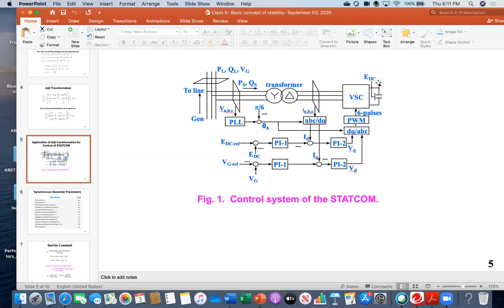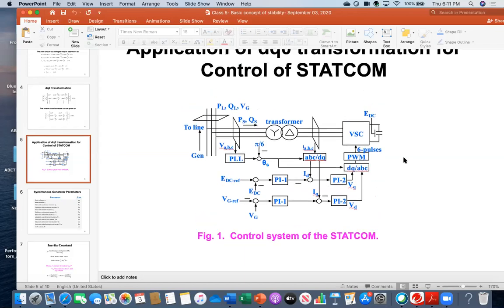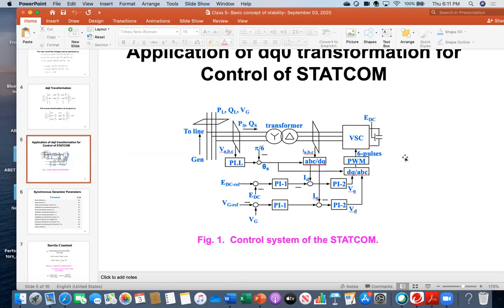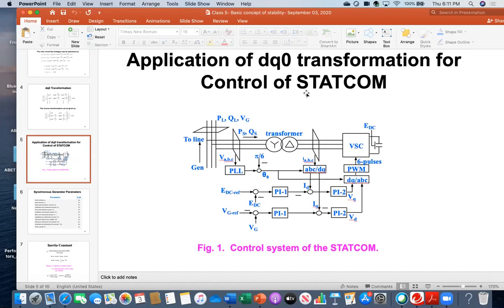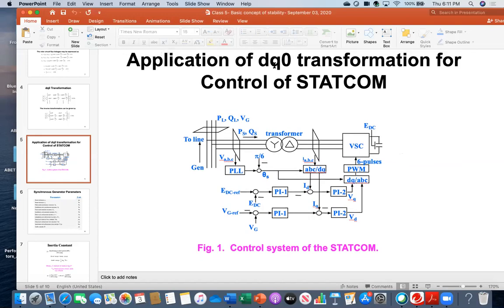That's why I said, you may not need to understand this thing. Just see the application of DQ0: first ABC is converted into DQ, and then here again it is inverted from DQ into ABC. That is my goal. So as I mentioned, in power system stability studies, frequently this Park transformation or DQ transformation is used. Even in most control systems, if you look at induction motor control and other sophisticated control, frequently this DQ transformation is used because that is easy to handle. This portion is the main controller for this STATCOM.